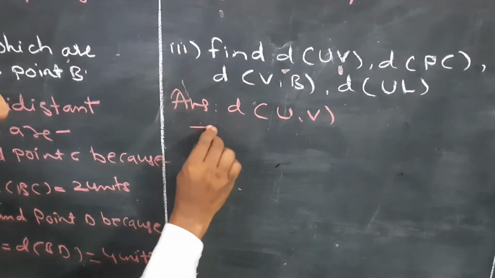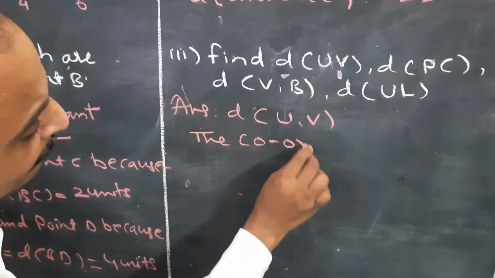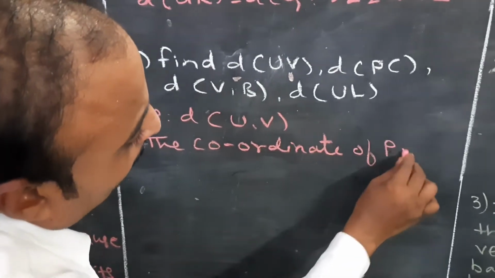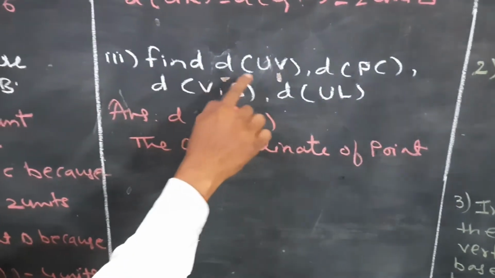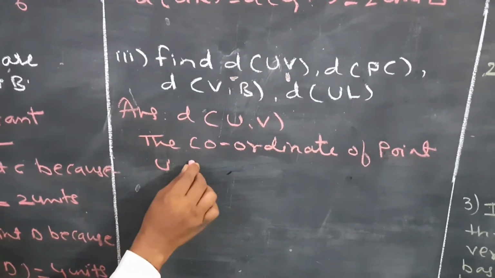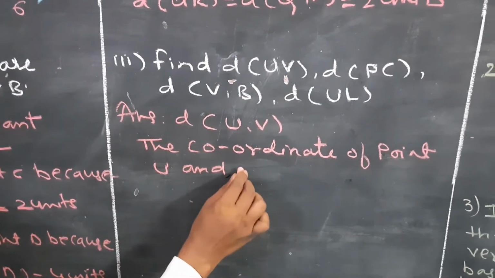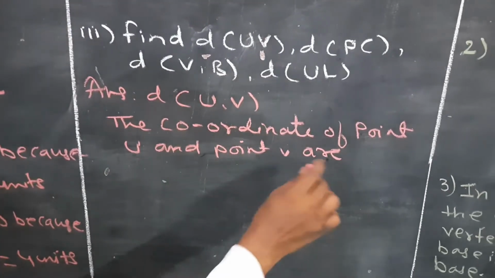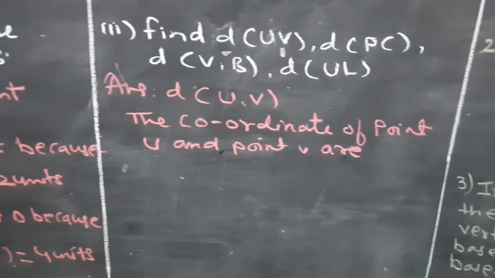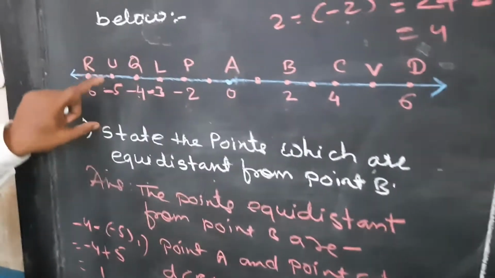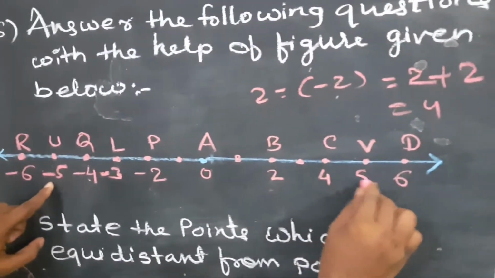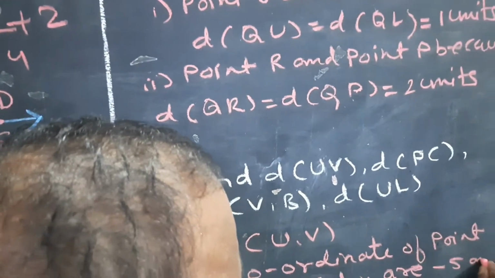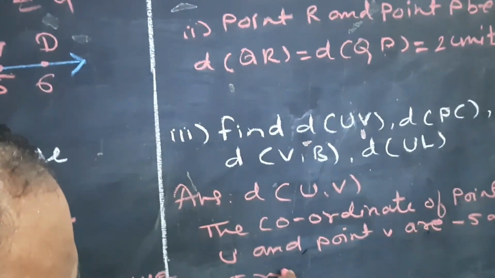Now the coordinates of point U and point V are: see which coordinate is here, point U is -5, and here it is 5. So -5 and 5 respectively.